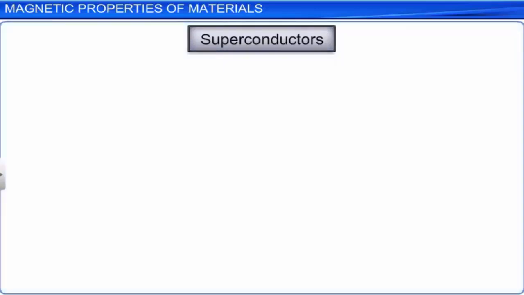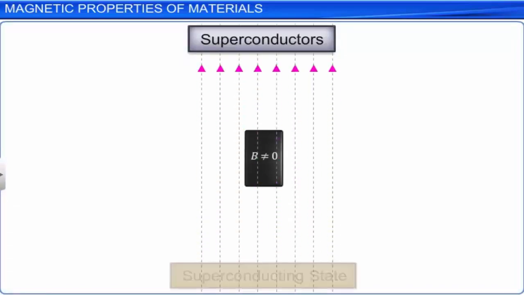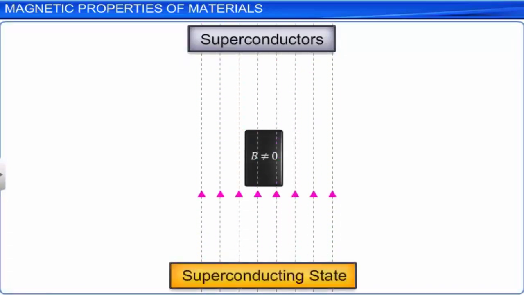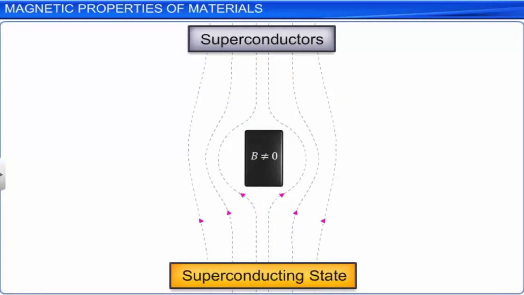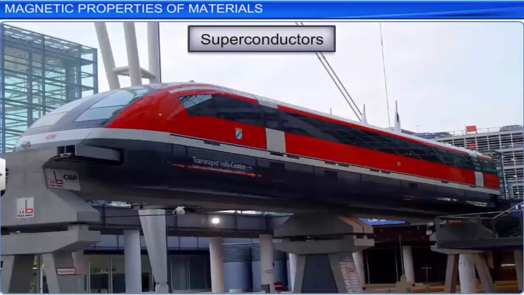When a material makes a transition from the normal state to the superconducting state, it actively excludes the magnetic field from its interior and hence repels magnets. This is called the Meissner effect. Maglev trains, or in other words, magnetically levitated superfast trains, work on the same principle.